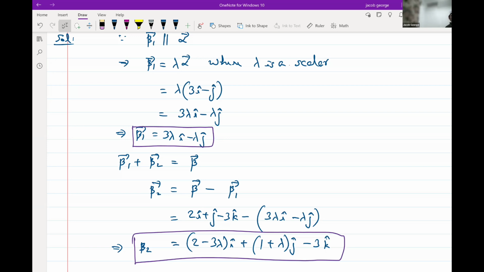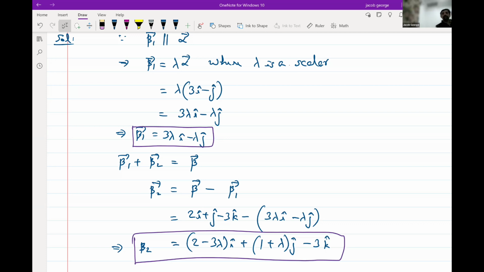Alvin, are you following? I repeat. Beta 1 plus beta 2 is given as beta. So beta 2 is beta minus beta 1. Then we have to substitute and get beta 2. Yes. Then what is written about beta 2 in the question?